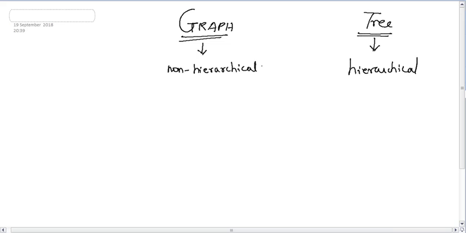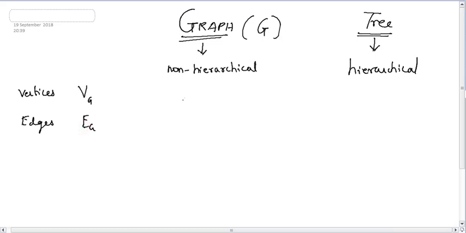So, how would I define a graph? A graph is nothing but a set of vertices and a set of edges. I'll be representing vertices as V subscript G and edges as E subscript G, where G represents the graph. So that is the vertices of this graph G and the edges of this graph G.